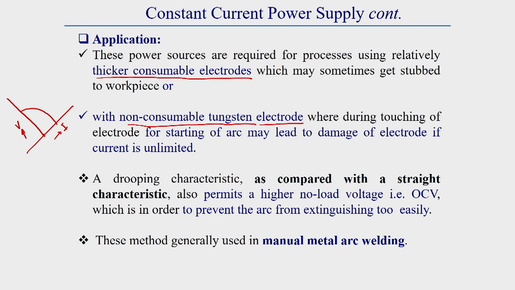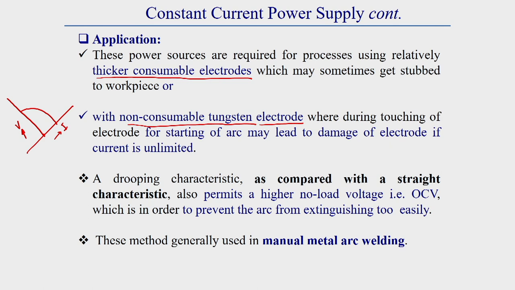For that reason, if we use this power source characteristic, then once we start the arc using a tungsten electrode, if we touch the tungsten electrode to the workpiece, there will not be a huge change of current. Because with this type of power source, due to touching the tungsten electrode to the workpiece, the current rise will not be very high. So the degradation or melting of the tungsten electrode will not be there. That's why these types of power sources are generally used for thicker consumable electrode and with non-consumable tungsten electrode power supply.